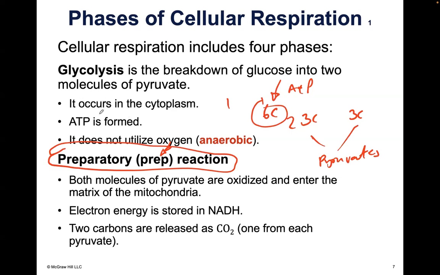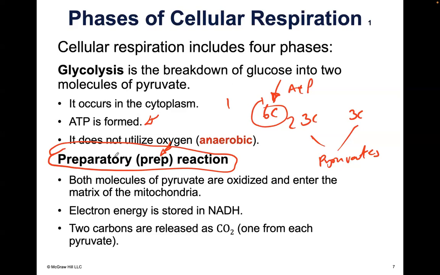Why does it take place in the cytoplasm? Because it's an anaerobic process that does not need oxygen for the process to happen. So in the process of doing this, ATP is also formed. So ATP is being produced, energy is being produced, because mind you, you had energy ATP being used, but it produces ATP as well at the end of the process.